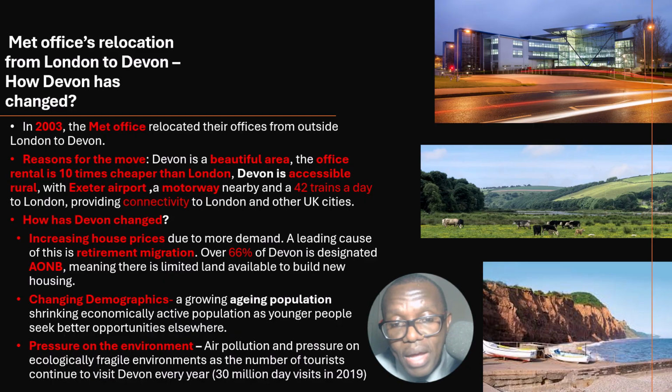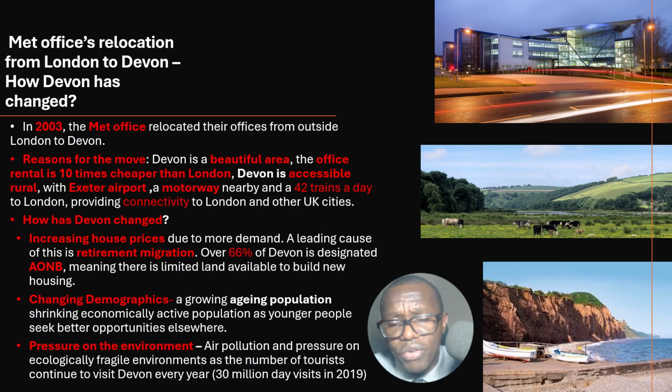One, Devon is a very beautiful place, like we know. And then the office rental in Devon is 10 times cheaper than London. So there's an incentive there because the Met Office obviously is saving a lot of money in terms of renting office space. Then Devon is quite accessible with Exeter Airport nearby, a motorway nearby, and 42 trains a day coming into London. So this provides great connectivity to London and other UK cities.